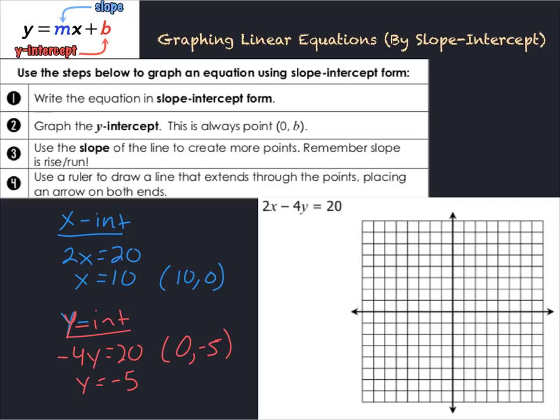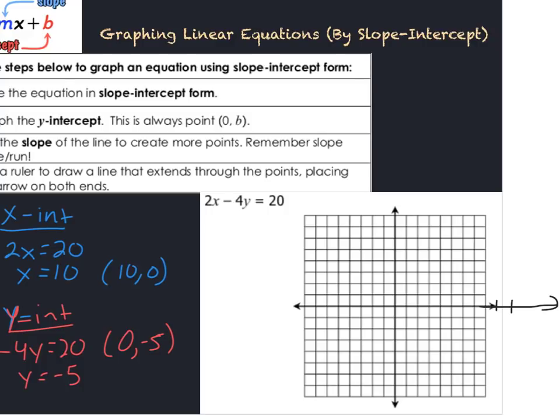So unfortunately, I don't think my graph goes to 10. We could just go ahead and extend the graph. There we go. So my x-intercept would be at 10, 0, which is right here. Then my y-intercept would be at 0, -5, which is right here. And then you just make your line. So in this case, it'd be a lot easier just to use your intercepts.